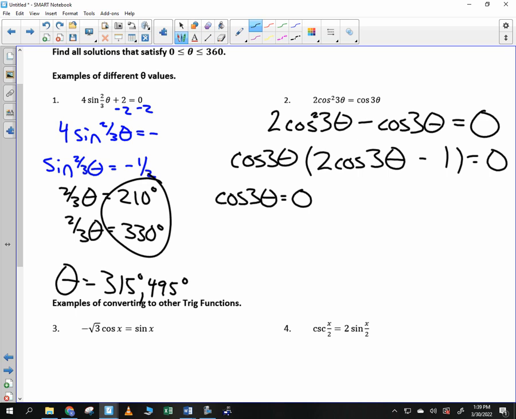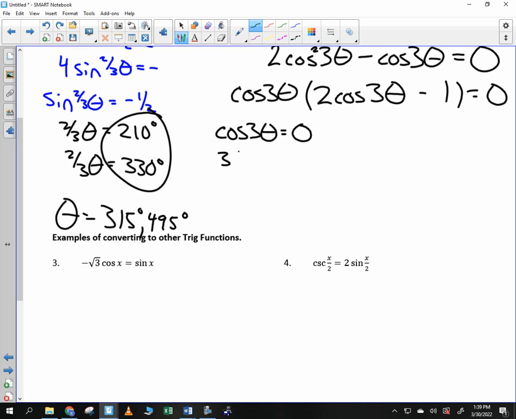Cosine equal to 0. You tell me, is cosine the x value or the y value? The x value. Where is the x value equal to 0? 90 and 270. So therefore you have 3 theta is equal to 90 and 270. In order to solve, what will I do? Divide by 3 or multiply by 1/3, and I get 30 degrees and 90 degrees.